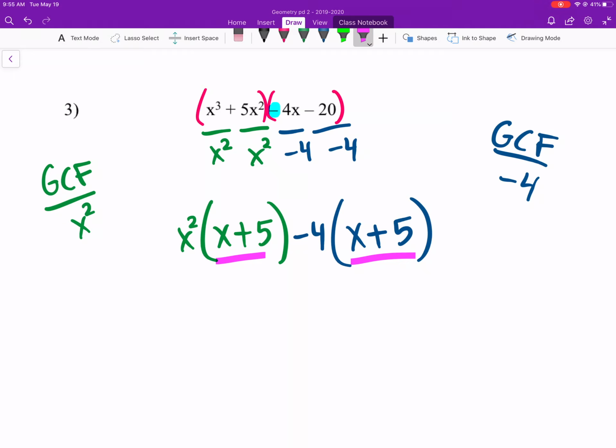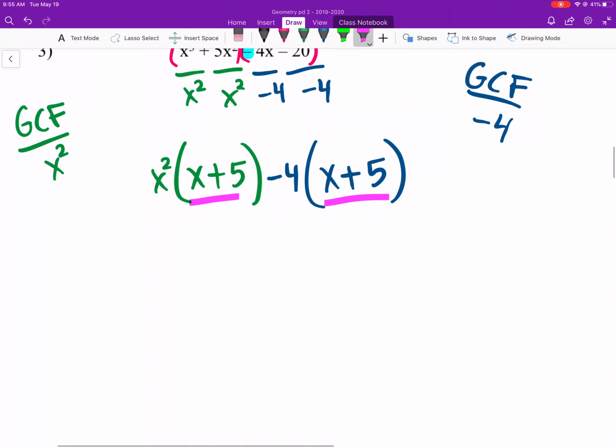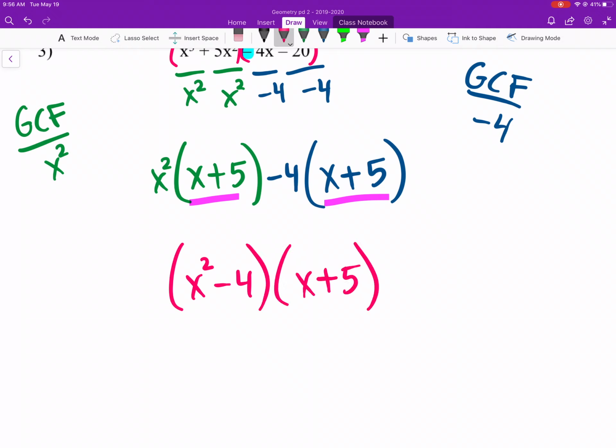With grouping, you need that common expression in the parentheses. So your GCFs get a set of parentheses, and your common expression here gets another set of parentheses. Are we done?